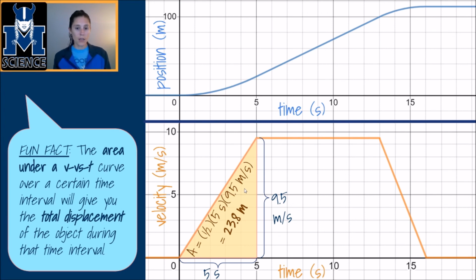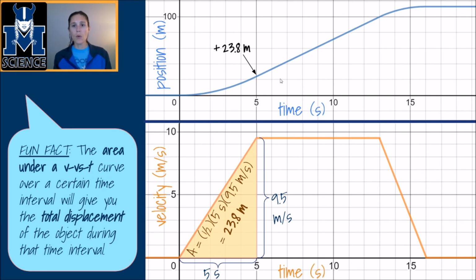So we can find, by finding the area of that triangle there, that the runner has gone 23.8 meters in that first 5 seconds. And if we go up and we check our position versus time graph, indeed that's what we see right here. That at 5 seconds, the position of the runner is 23.8 meters.